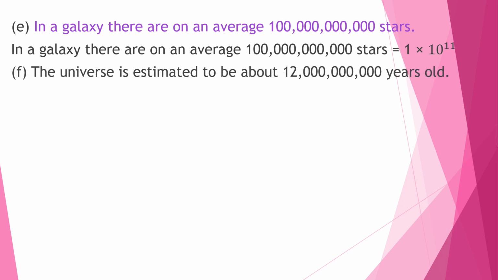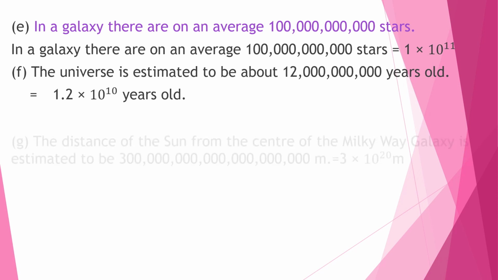Next, the universe is estimated to be about this much years old. So we can write the standard form as 1.2 multiplied by, after the first digit count the number of digits on the right side. There are 10 digits. So 1.2 into 10 raised to 10 years old.